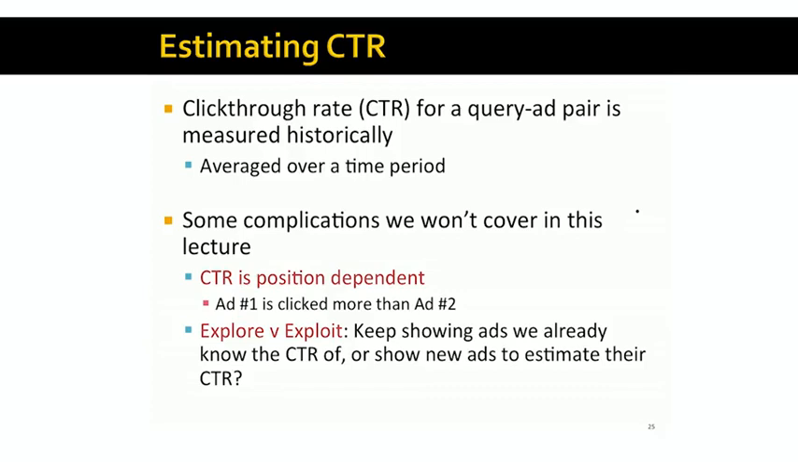Should we just exploit the known information, the known CTRs, the known ads, or should we explore what the new ad does? Perhaps the new ad is really good and has a high CTR, but we don't know. Perhaps it's actually bad and has a low CTR. So this problem is called the explore versus exploit trade-off, and it's a very richly studied branch of research, which again we won't have time to cover in this lecture. We'll just assume that we know the click-through rate for each query ad pair because it's been given to us.